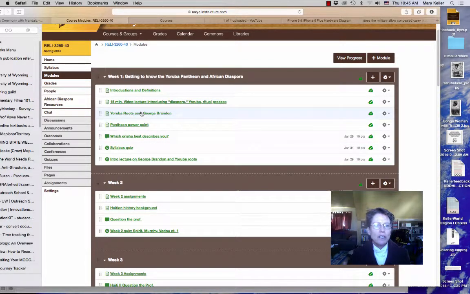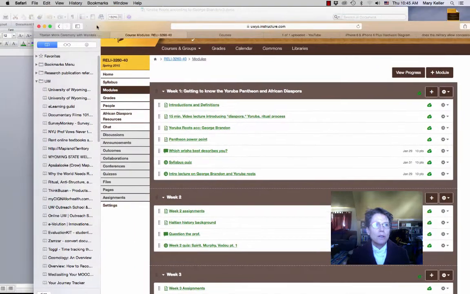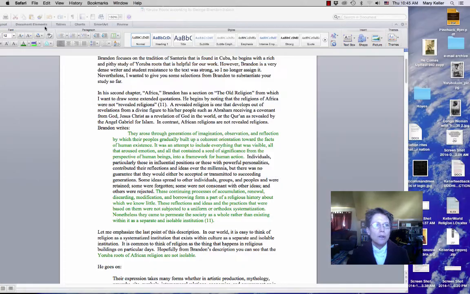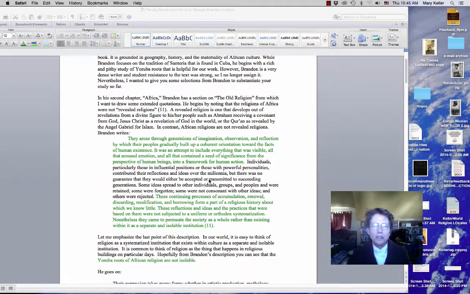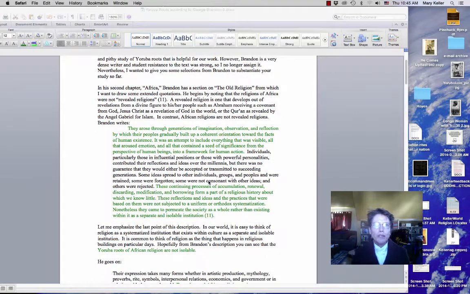Let's look at the Brandon lecture. Why are we reading Brandon? Why are we reading about the old religion if what we're going to do is launch through the African diaspora, through the slave trade, into the Caribbean, into Brazil, into the Black church in the South?